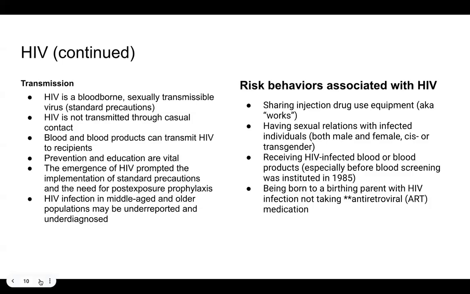Transmission of HIV. When HIV first became well known to communities, people were very, very afraid. They were afraid to touch other people. They were afraid to interact with other people. But what we do know is HIV is bloodborne. It's sexually transmittable. It's a bloodborne, sexually transmittable virus. So we need to use standard precautions. HIV is not transmitted through casual contact. Blood and blood products can transmit HIV. Prevention and education are vital.